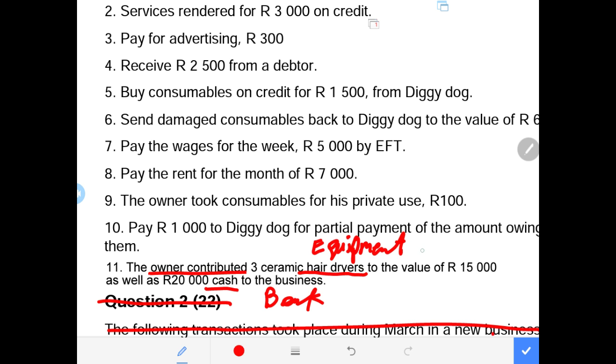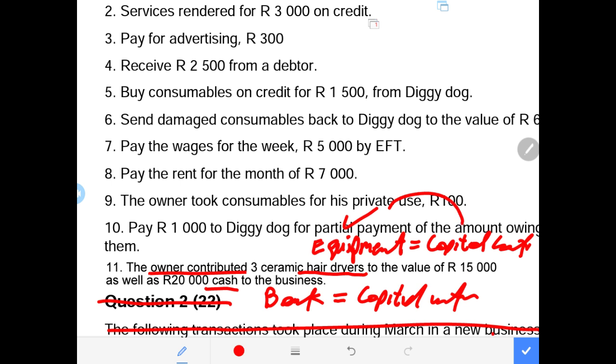Remember, the equipment that was contributed was in the form of capital contribution. Don't forget that. The equipment was contributed as a capital contribution. Bank was contributed as a form of capital contribution. So there are two capital contributions here. We contributed equipment as capital contribution, in which there is no bank that is affected.